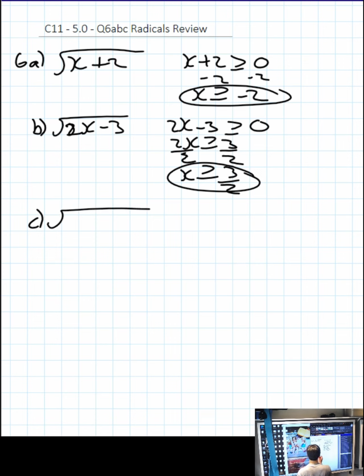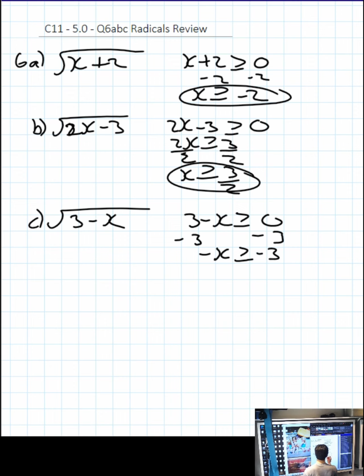Okay, 6c. We have the square root of 3 minus x. Off to the right, 3 minus x greater than or equal to 0. Let's minus 3 from both sides. Good. Negative x is greater than or equal to -3. Divide both sides by -1. X needs to be less than or equal to +3. Circle our answer. Notice we multiplied or divided by -1, so we have to change the direction of the sign.